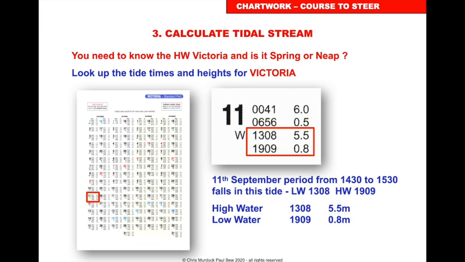We go to the tidal heights of Victoria because all tidal flows are from Victoria. So we go to Victoria, 7th of September. High water 1308, low water 1909. 11th September, the period is 1430 to 1530, and this falls between 1308 and 1909. And we want the high water and the low water to work out the range, to work out whether it's springs or neap tides. And we also want to work out if we're in the shaded or non-shaded area. In the non-shaded area, as it says in the top right of the page, we have to add 1 hour for summertime or daylight saving time.